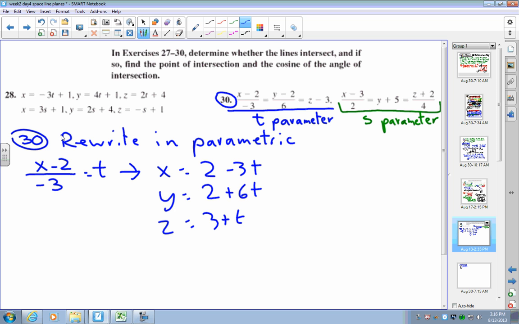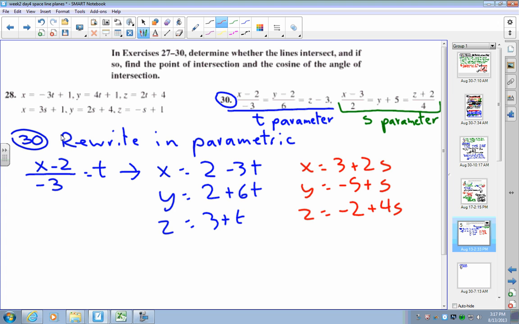Okay? And over here, the x's would be 3 plus 2s, y is negative 5 plus s, and z is negative 2 plus 4s. Make sure you realize what my s's and my t's are. That's pretty ugly how I have it currently.